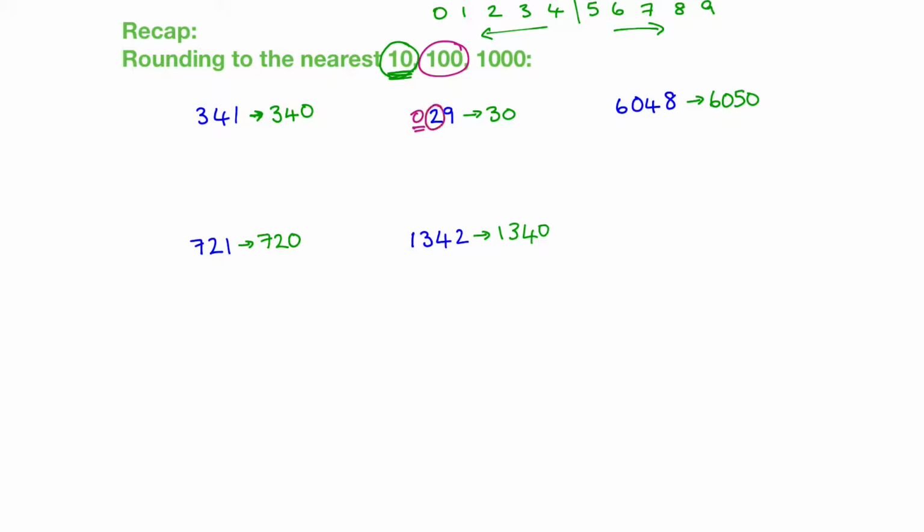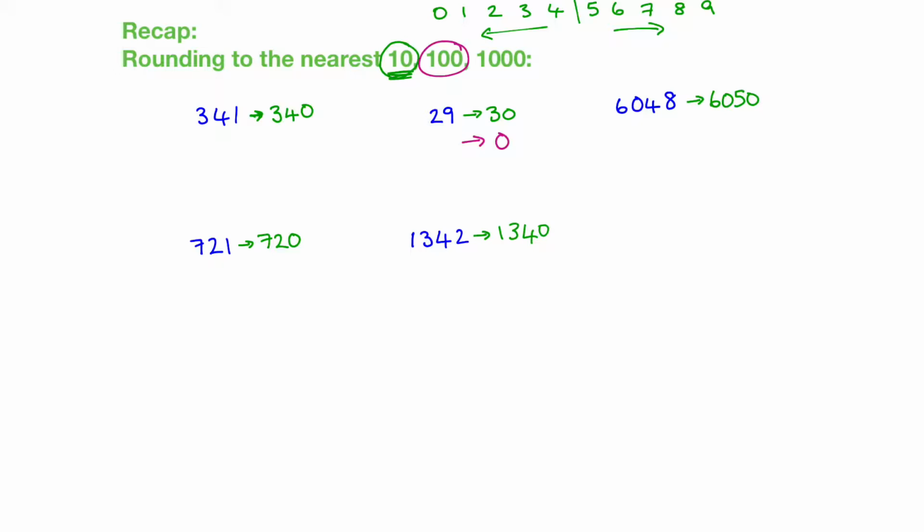And then the 2 tells us to leave the 0 as it is. We don't move it up 1. So actually, 29 to the nearest 100 is just 0. Because remember, our choices would be 0 or 100 if we're looking at the 100 times table. And 29 is closer to 0 than it is to 100.